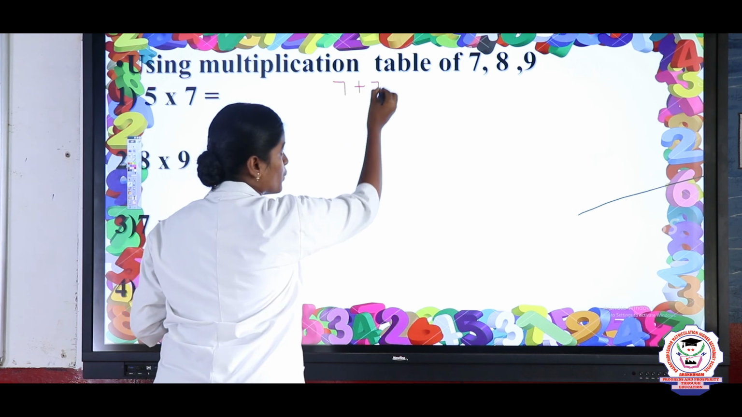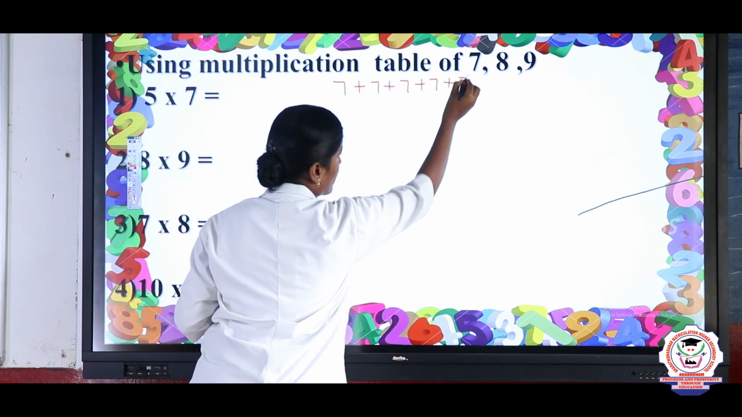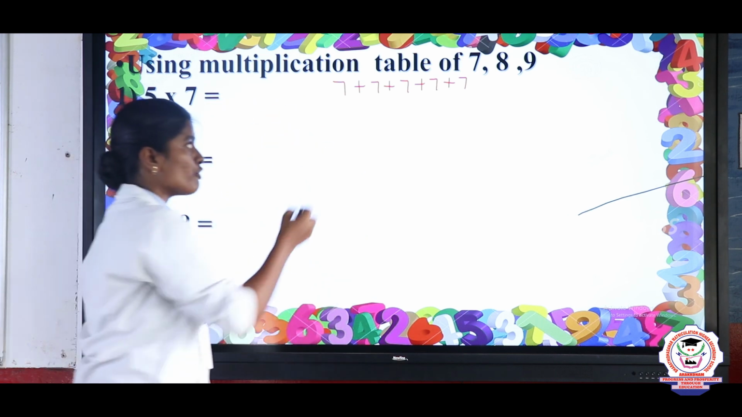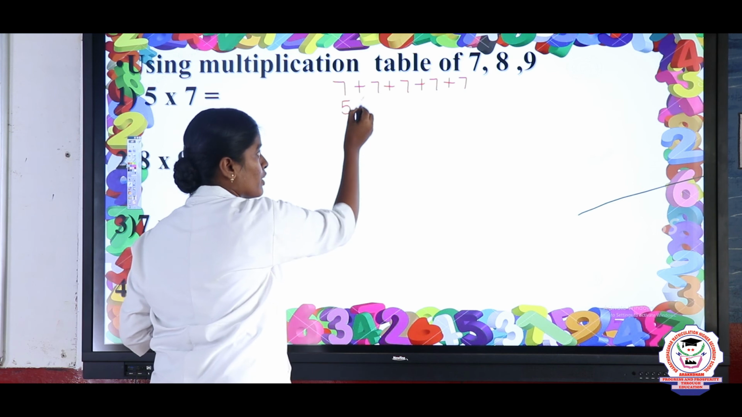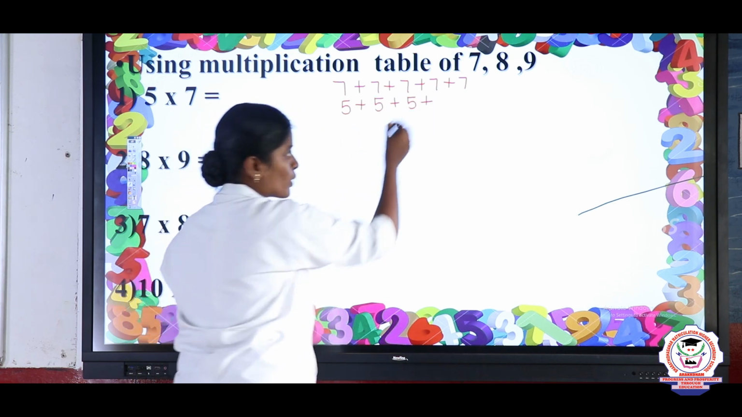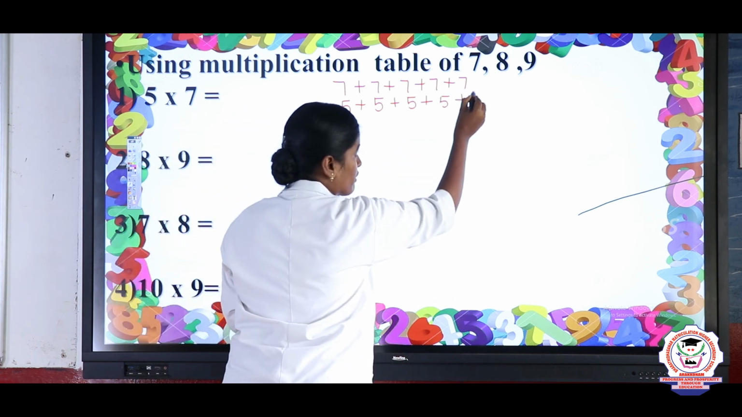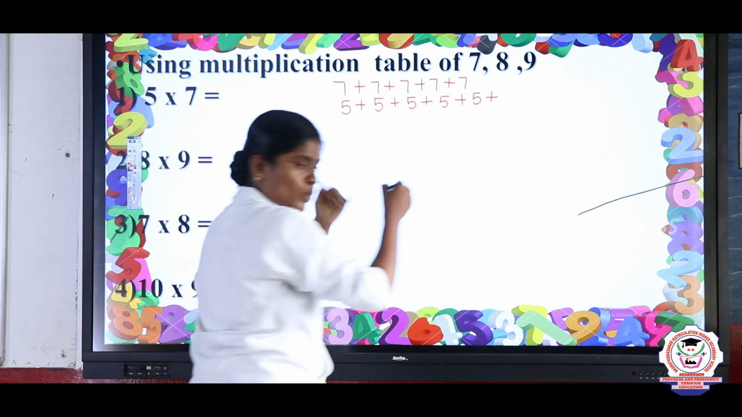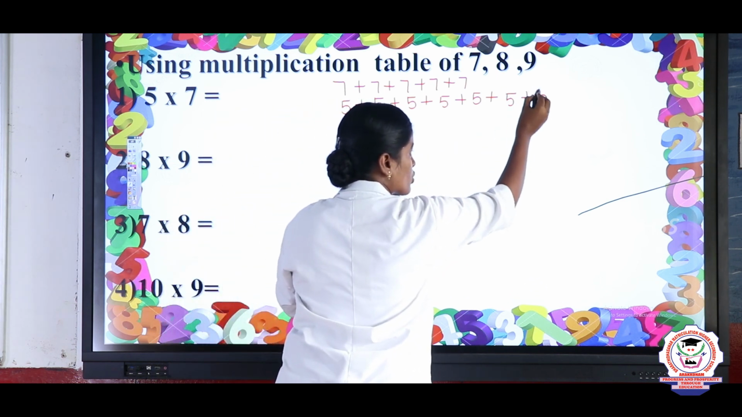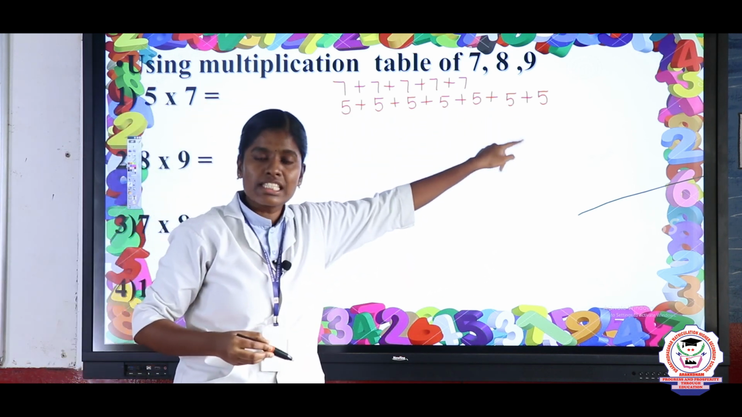1, 2, 3, 4, 5. Okay. 5 times of 7 or take 7 times of 5. 1, 2, 3. So the next one is 5, 4, 5. The next one is 5 plus 5. So totally how many 5s are there? 1, 2, 3, 4, 5, 6, 7.